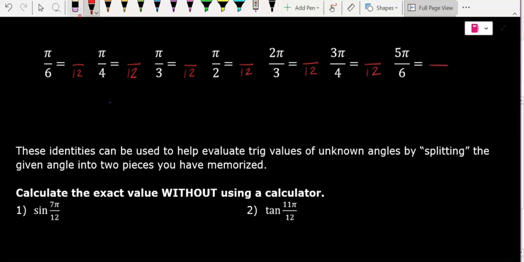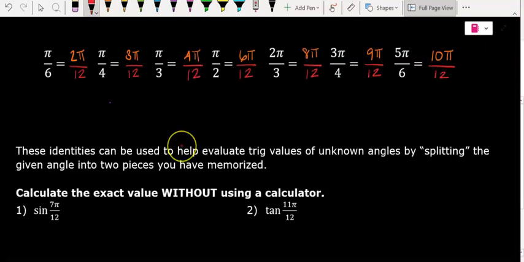So if I look at each one of these, I put all of them over 12. Now, the numerator over here for pi over 6, I had to multiply 6 by 2 to get 12, so I'm going to multiply my numerator by 2, and I'm going to get 2 pi over 12. Likewise here, I multiplied my 4 by 3, so I'm going to get 3 pi over 12, and so on and so forth as I go down throughout this. So this is what I end up with as I go through.